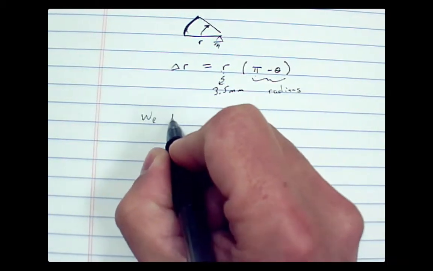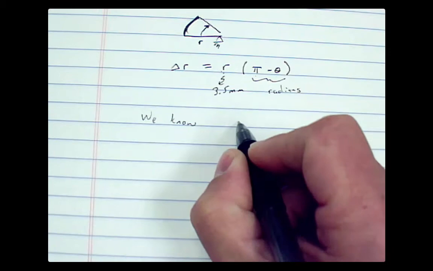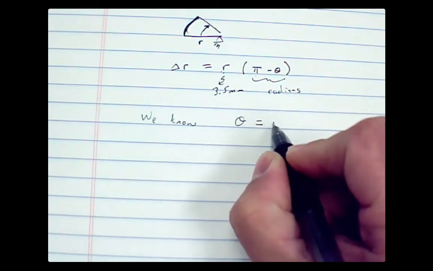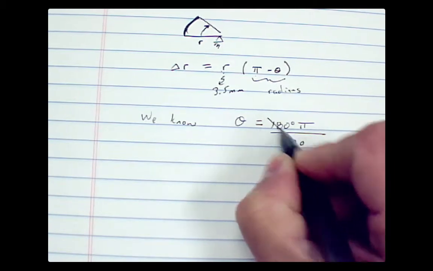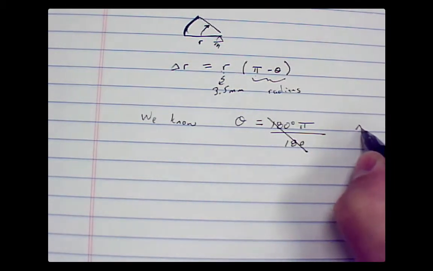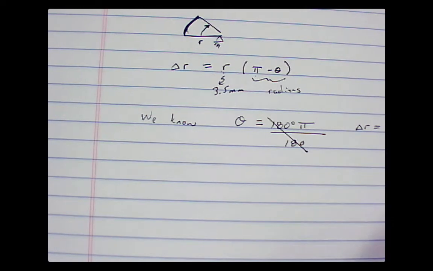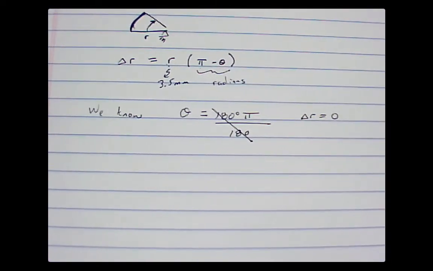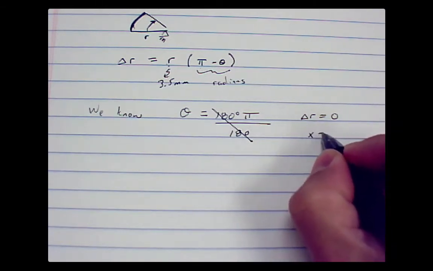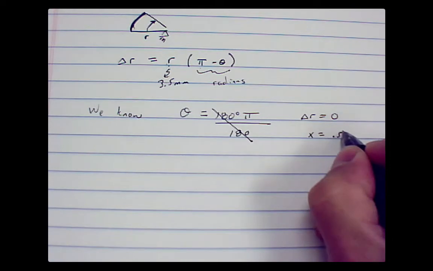We know that when theta is 180 degrees, which is 180 times pi over 180 to get it into radians, my delta r equals 0. And I measured the distance x to be 1/2 inch.